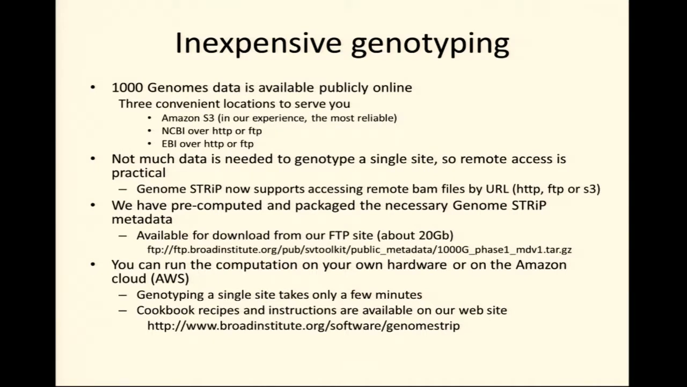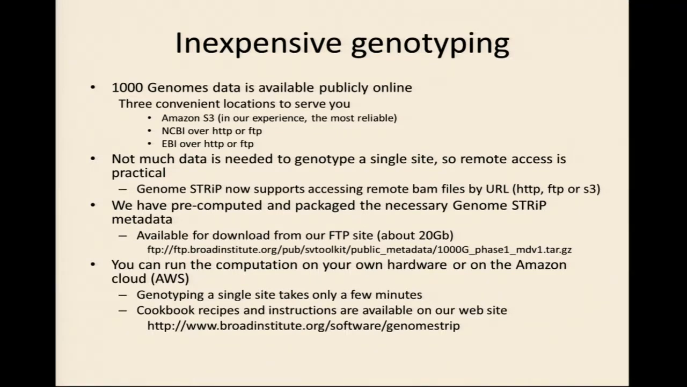So the 1,000 genomes data itself is publicly online, right? You can get it. It's on Amazon S3. It's hosted as a public data set. It's also available through HTTP or FTP from either NCBI or EBI, depending on which side of the pond you're on. And not much data is needed to genotype a single site, so accessing this data remotely is actually fairly practical if you're doing a small number of sites.